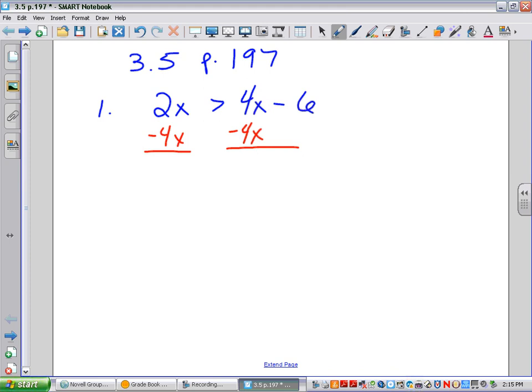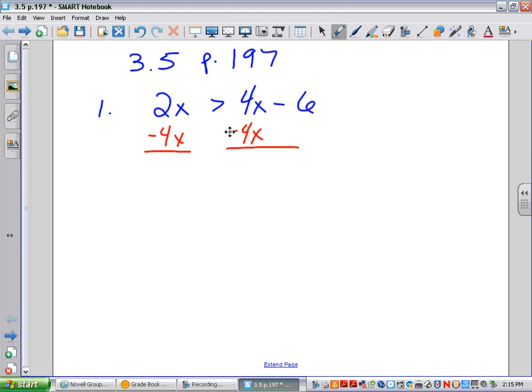Now, some of you are thinking, why don't you subtract 2x from both sides? Well, if I do that, that puts my x's over on the right. But remember, it's easier to graph when my x's are on the left. That's why you want to subtract 4x. You would not want to subtract 2x.